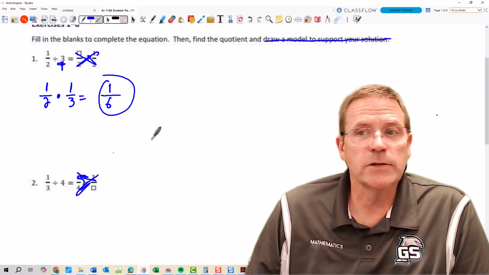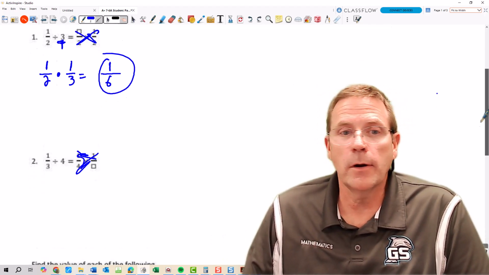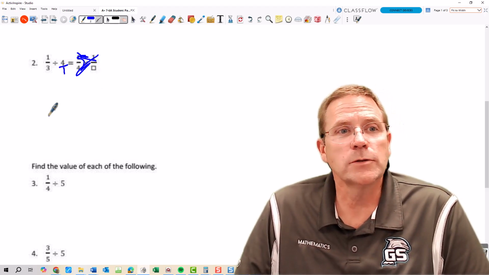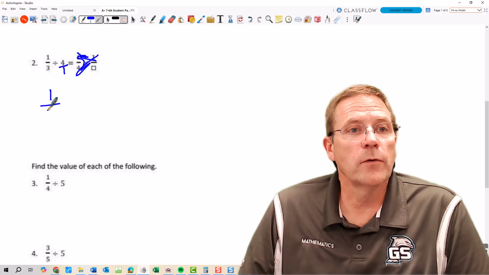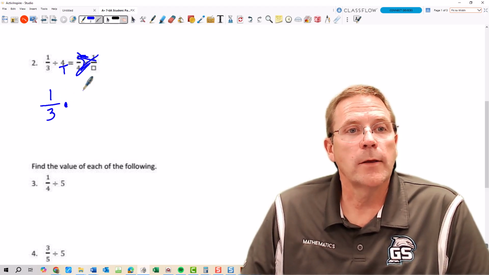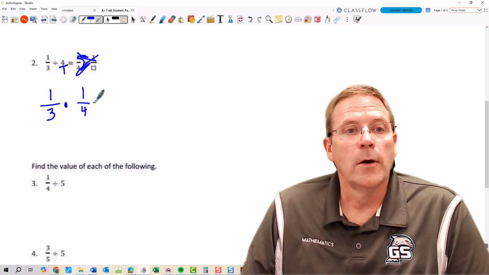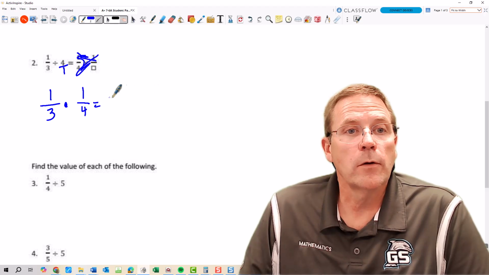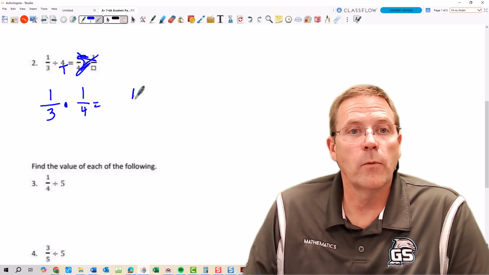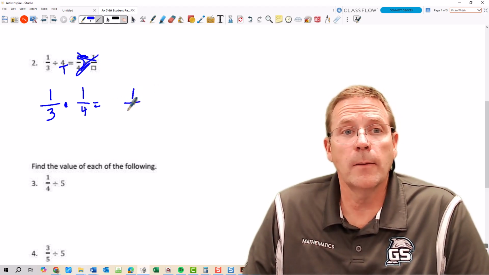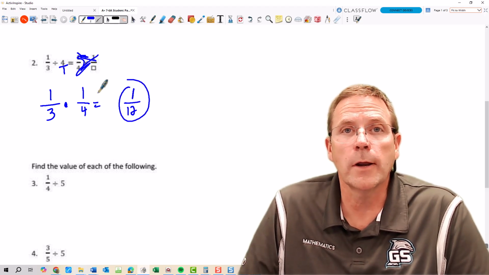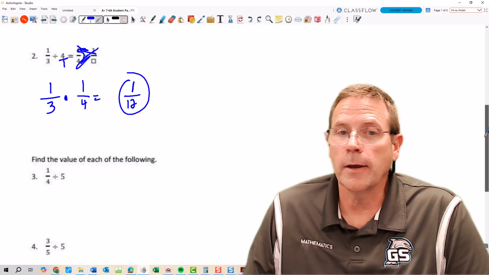Let's work on this next one together too. So I'm going to scroll down on it. And for this one, once again, we're going to make that into an improper fraction. We're going to keep the first number. We're going to change division to multiplication, and we're going to take the reciprocal of the second number. From here, we're going to multiply the numerator times the numerator. 1 times 1 is 1. Denominator times denominator, 3 times 4 is 12. Boom. There's your answer.